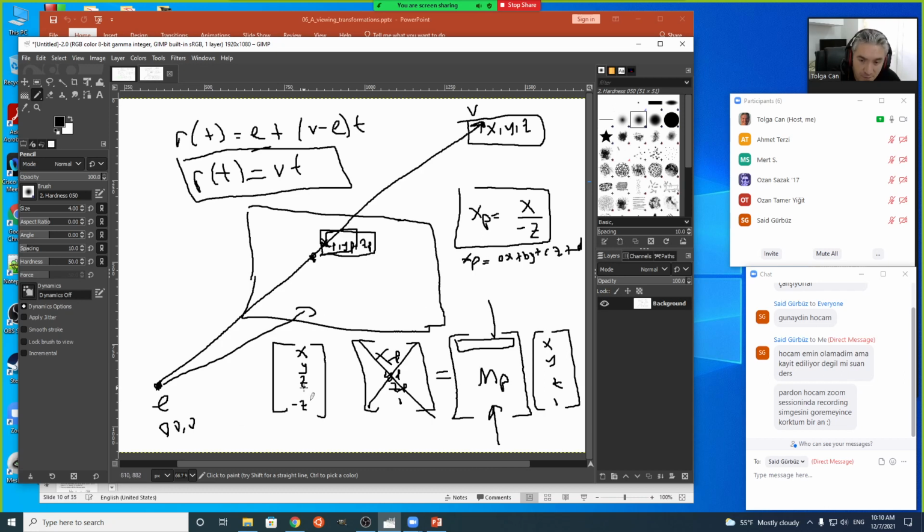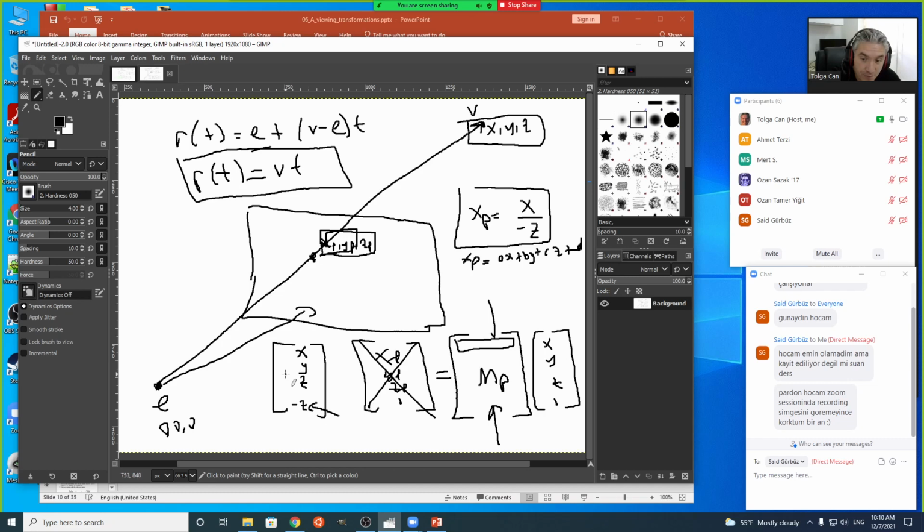We'll maintain the depth, but if I multiply my XYZ with a projection matrix and obtain something of this form, which is possible to do, then here in these homogeneous coordinates, the last coordinate is not 1 anymore.